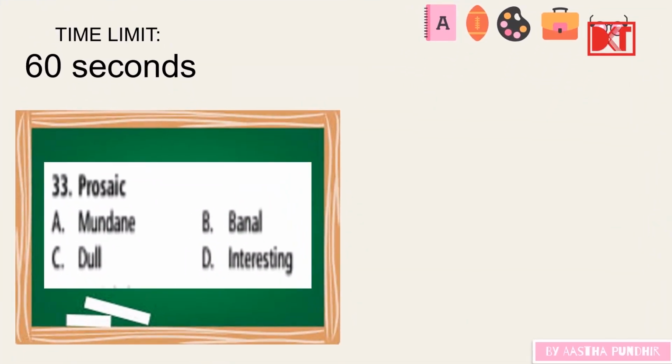Okay, here we have prosaic. The options are mundane, banal, dull, and interesting. Okay. So prosaic refers to something that is, here we can say dull or mundane, that's boring. So the opposite could be interesting. All right. Then here we have mundane, and mundane is something that lacks excitement or enthusiasm. Then we have banal, also something that is boring and lacks originality, unromantic in nature, prosaic. Okay, so all these could be synonyms, whereas interesting is an antonym.